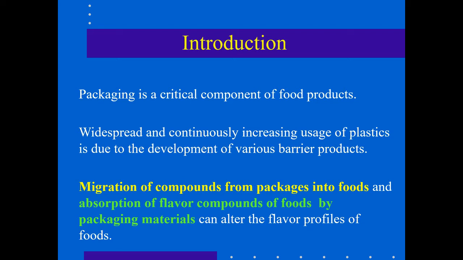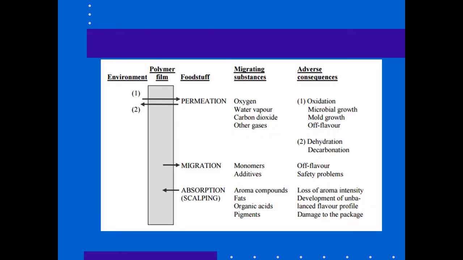So one of the important issues is migration. Okay, migration of compound from the packaging into the food, and also the absorption of flavor compound of the food component by the packaging materials, which can alter the flavor profiles of the food. Okay, this figure here shows what will happen between the environment and the foodstuff through the packaging material.